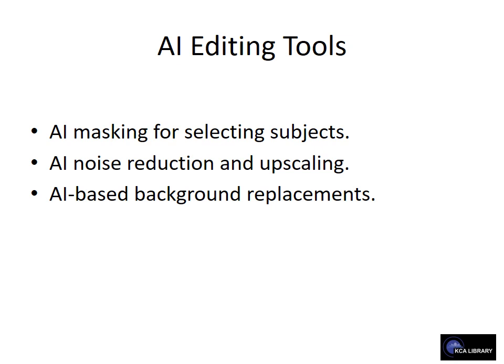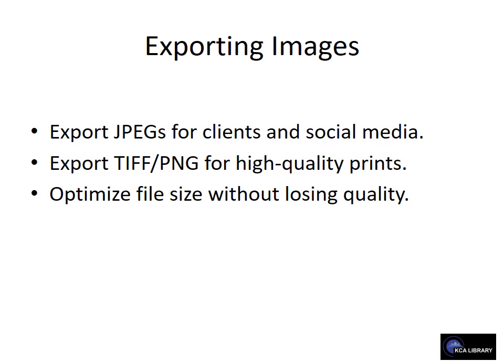And of course, there are tools that you can leverage, I mean AI tools, for all of those things that we've been talking about for your editing. There's AI masking for selecting subjects. Then there's AI noise reduction and upscaling. And then there's AI-based background replacement. You took a photo somewhere, and that wasn't the original background you intended to use. You can use AI to change it.